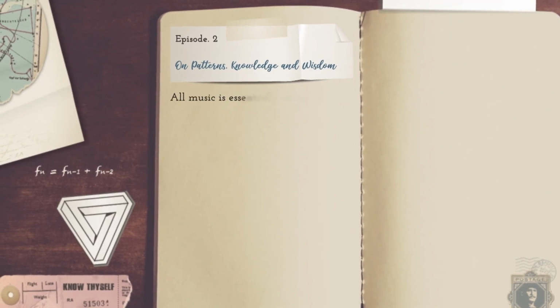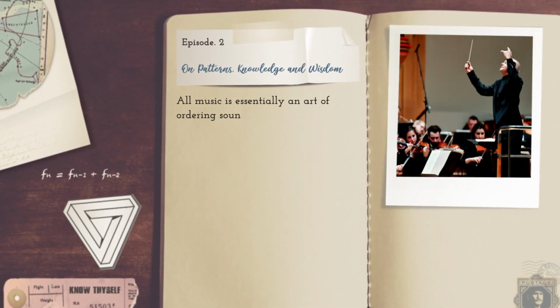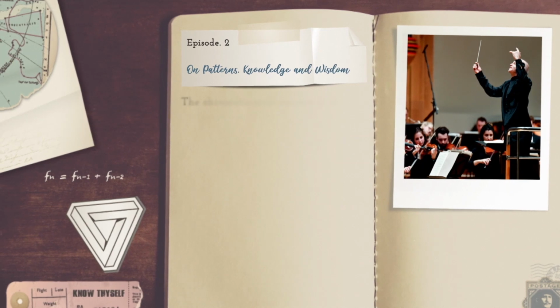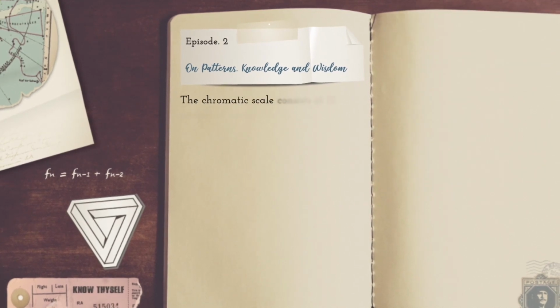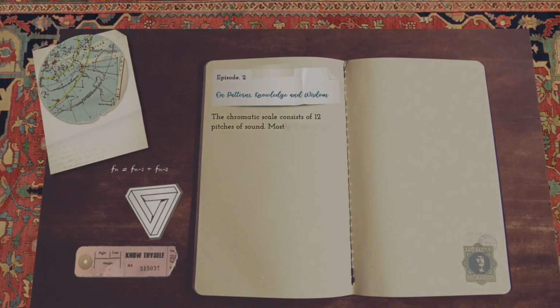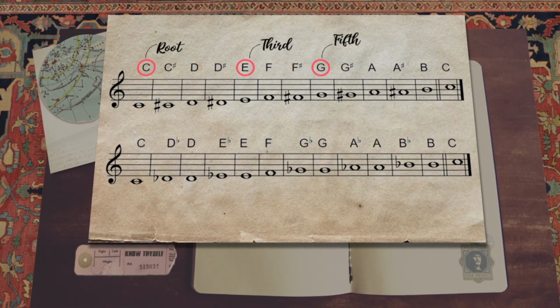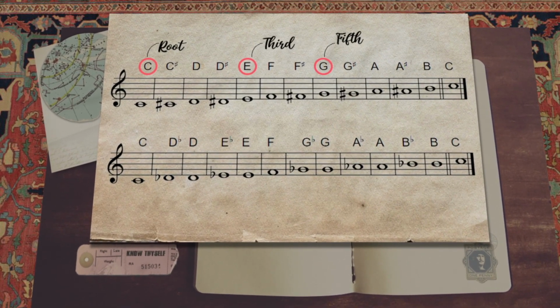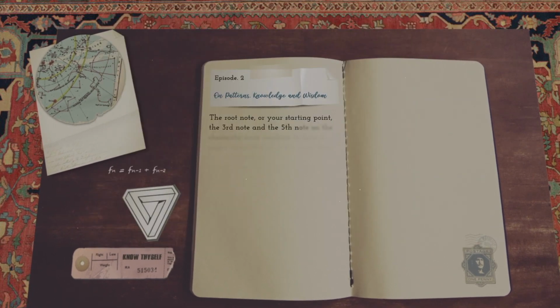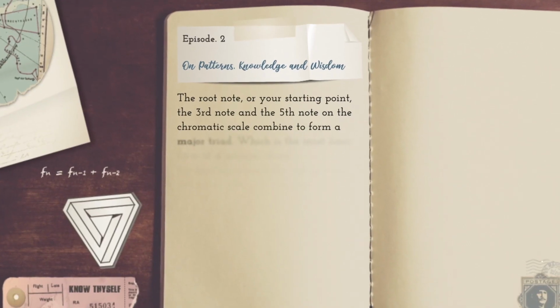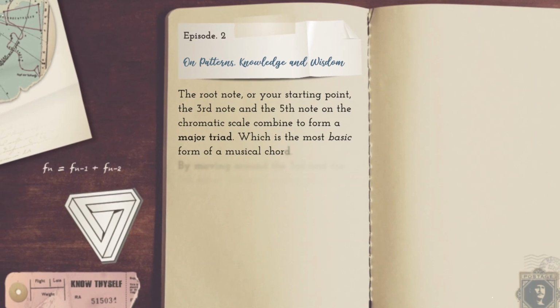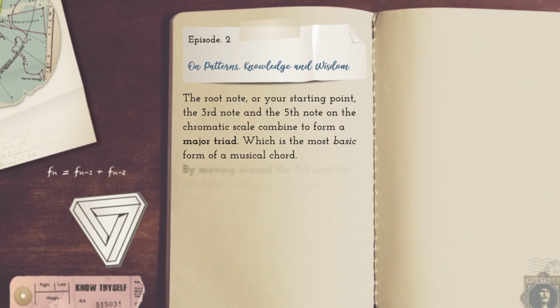All music is essentially an art of ordering sounds. The chromatic scale consists of 12 pitches of sound. Mostly 7 out of the 12 are used in music. The root note, or your starting point, the third note, and the fifth note on the chromatic scale combine to form a major triad, which is the most basic form of a musical chord.